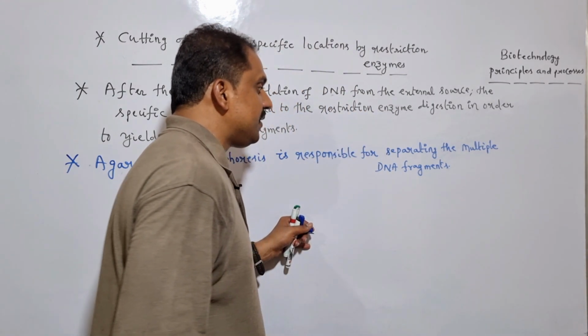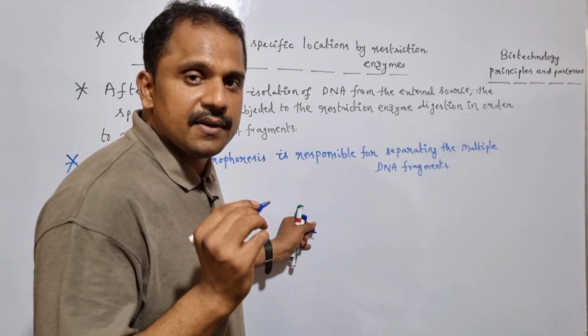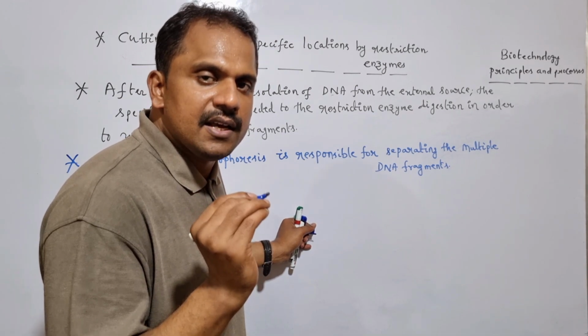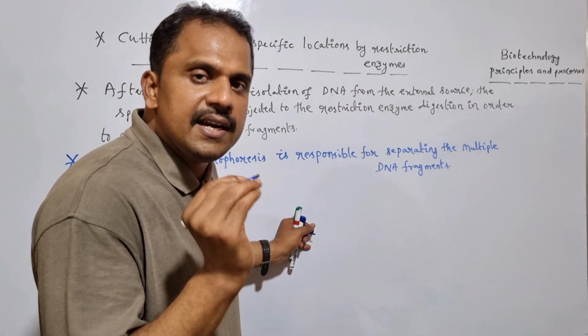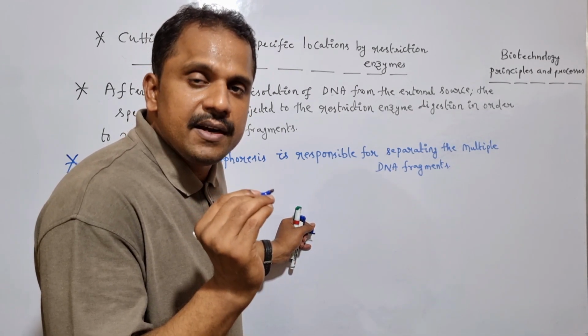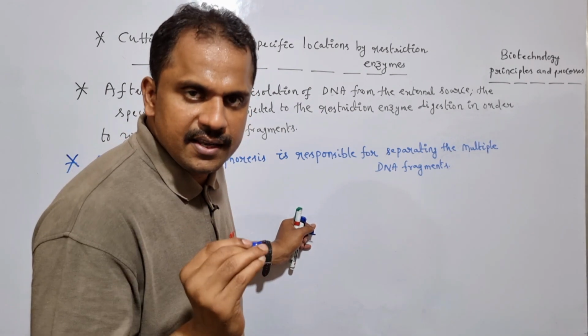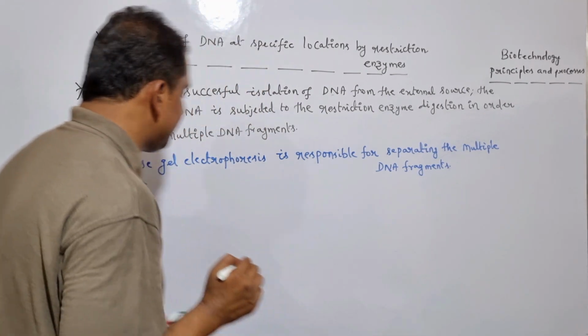So here within the agarose gel electrophoretic chamber there is an available specific mechanism termed as sieving effect. So here the specific sieving effect is responsible for separating or for differentiating the larger DNA fragments from the smaller DNA fragments. Is it clear?